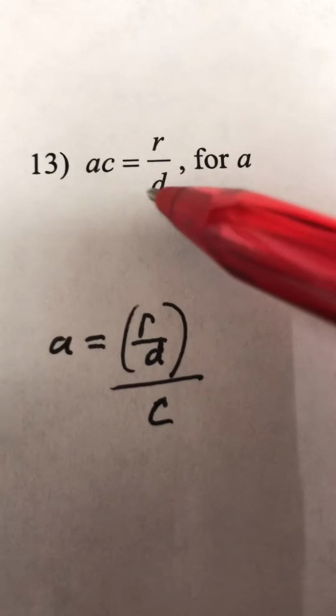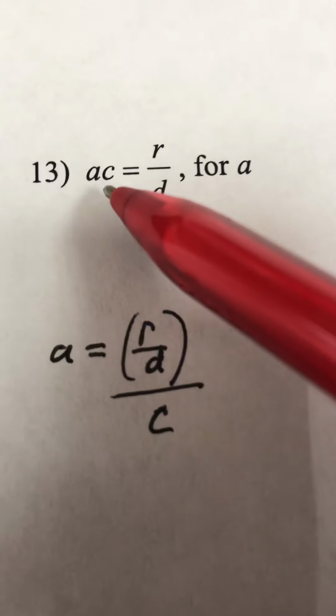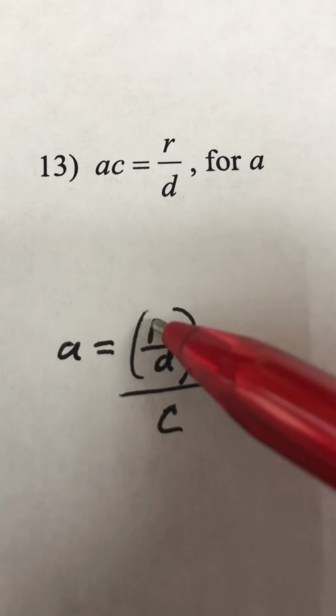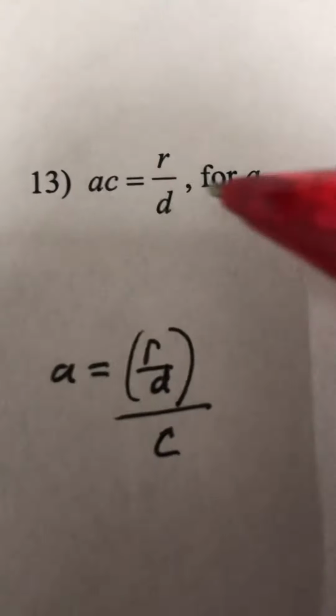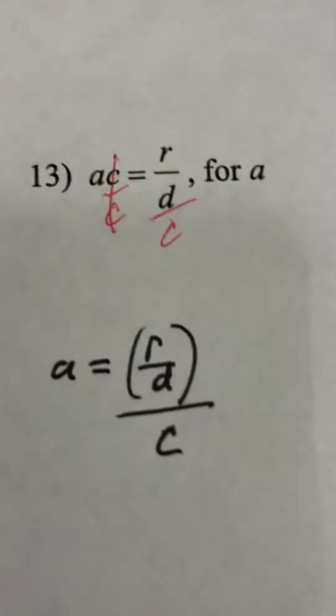13, ac equals r divided by d. Solve for a. I have to divide both sides by c. So I'm going to take that whole quantity, r divided by d, divide that by c. Okay, so I just divided by c, cancel out. That's why I did it.